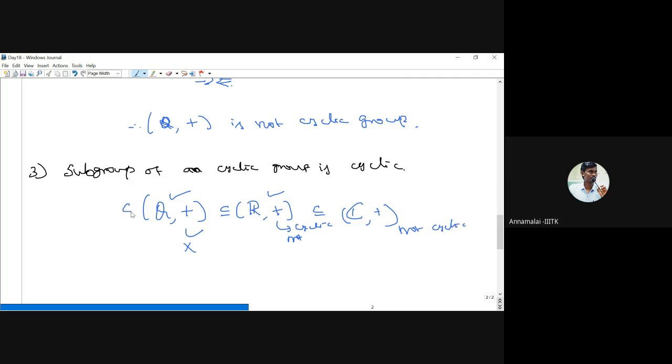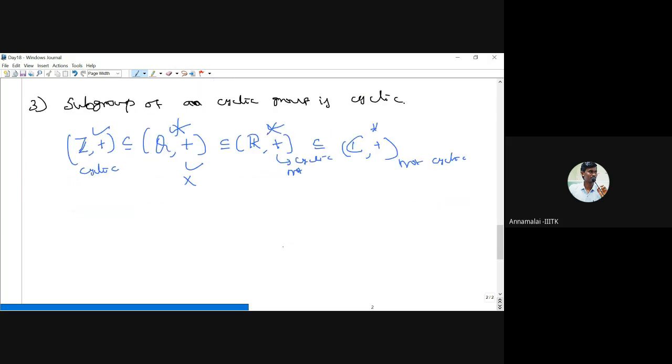But Q comma plus contains Z comma plus, and Z comma plus is always cyclic. It's generated by 1 and minus 1. This is a cyclic group, but this is not a cyclic group. Okay. So a subgroup of a cyclic group is cyclic. This is also a very important result.